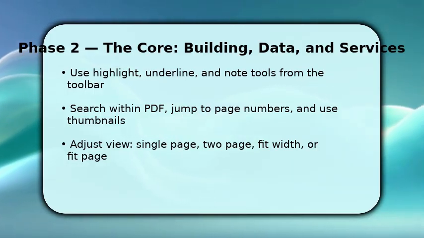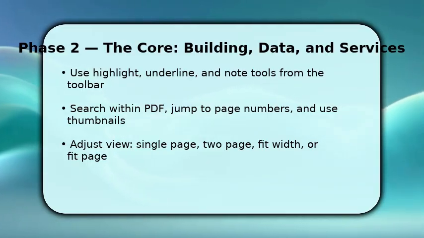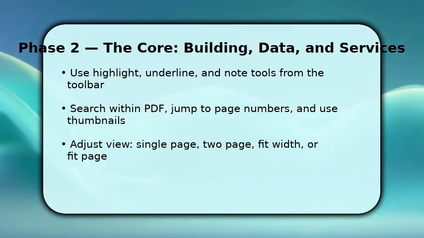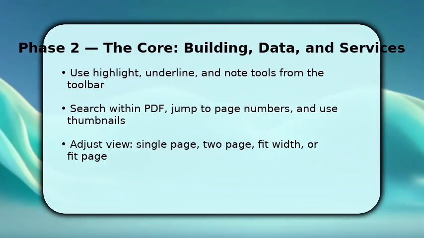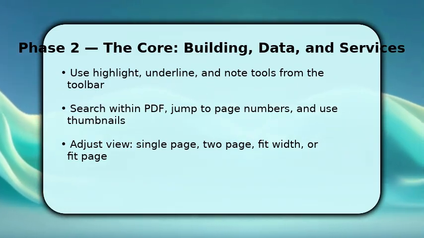Make sure you save periodically. Use the search box inside the reader to find keywords and jump directly to pages. This saves time when reviewing long papers. Also switch views, fit width for tables, single page for focused reading, so you control how content appears on screen.